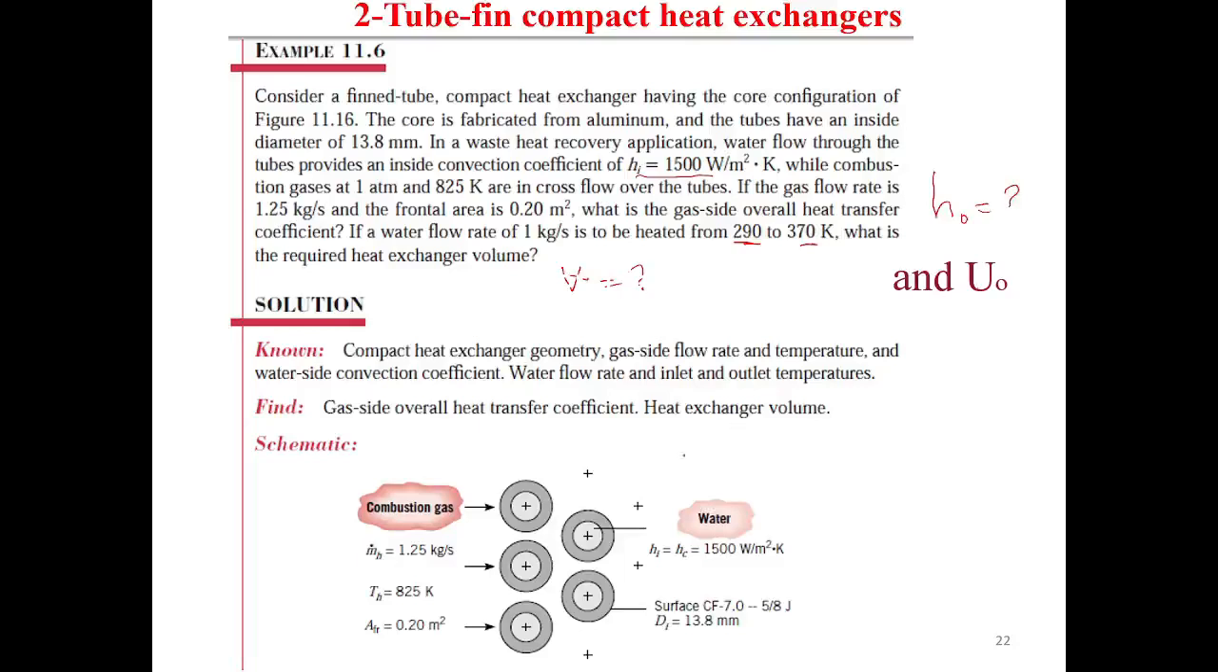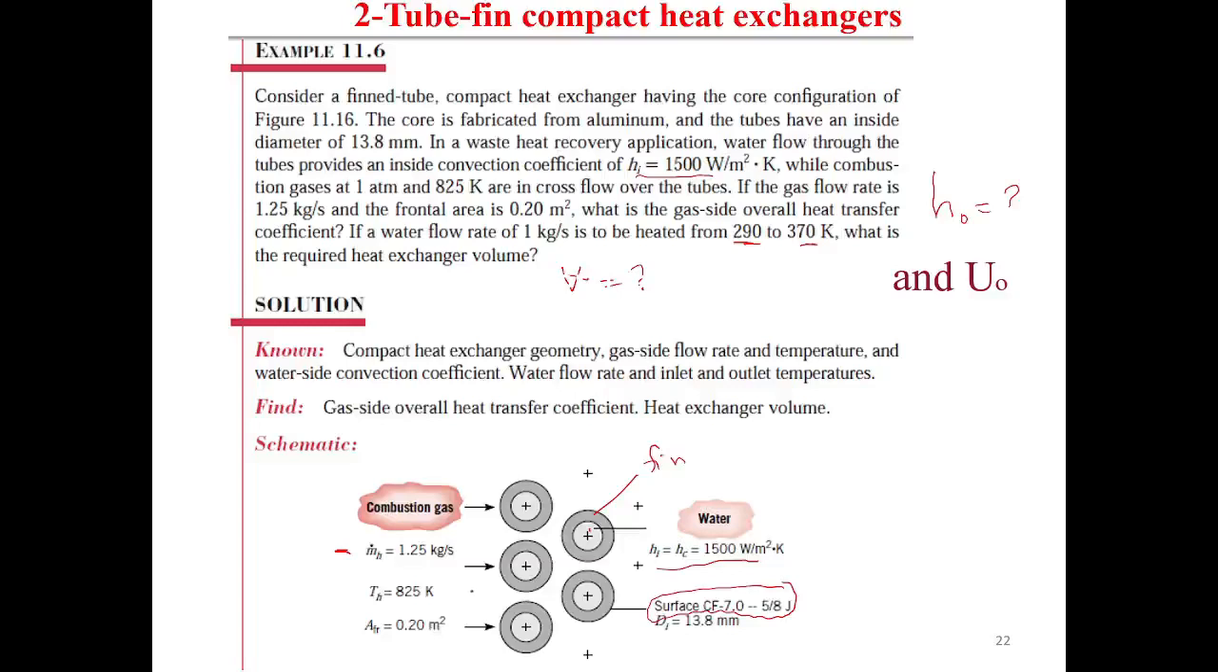Of course, we have this configuration. We have a tube and we have a fin. So this is the fin, and inside this there is water with a heat transfer coefficient, as we said before, of 1500 watt per meter square Kelvin, and the surface actually is known. The surface designation is CF 7-5 over 8J, which is a circular fin, circular tube. The flow rate of the combustion gases has a mass flow rate of 1.25 kilogram per second, while the entrance temperature is 825. The frontal area is 0.2 square meter.